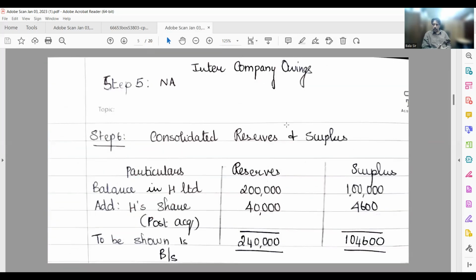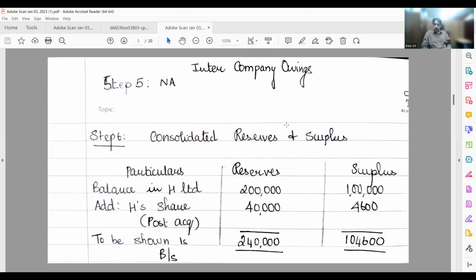Now come to step number 6. Add H share post acquisition, reserves and surplus. Under reserve column 40,000, and under surplus, 4,600. That's it. Make a total. 2,40,000 and 1,04,600. Is that fine? Yes, sir.